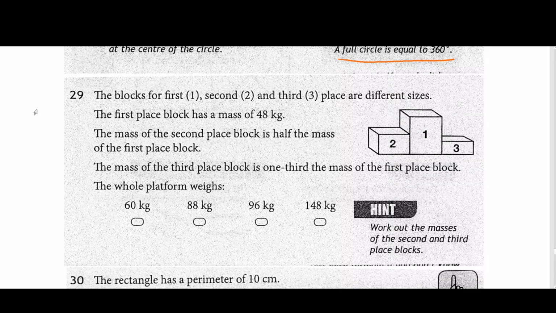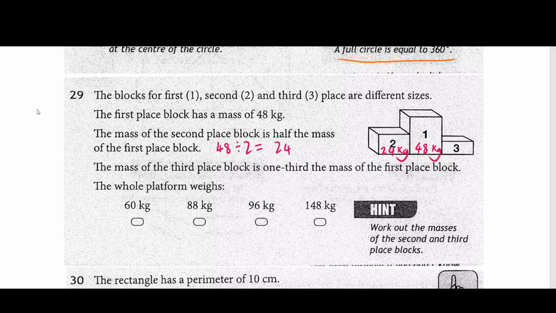Number 29. The blocks for first, second, and third place are different sizes. The first place block has a mass of 48 kilograms. So this is 48 kilograms. The mass of the second place block is half the mass of the first place block. So 48 divided by 2, because it's half. 48 divided by 2 gives 24. So this one here is 24 kilograms.